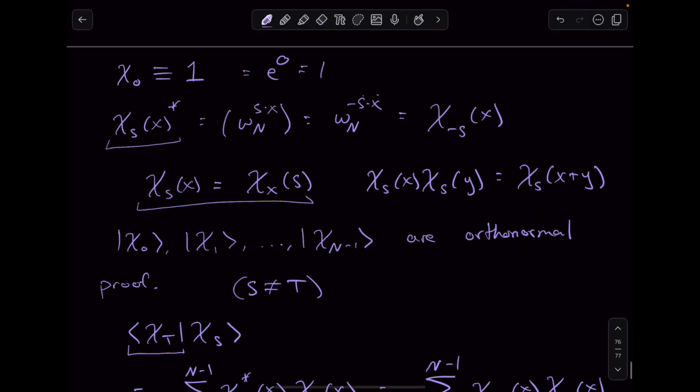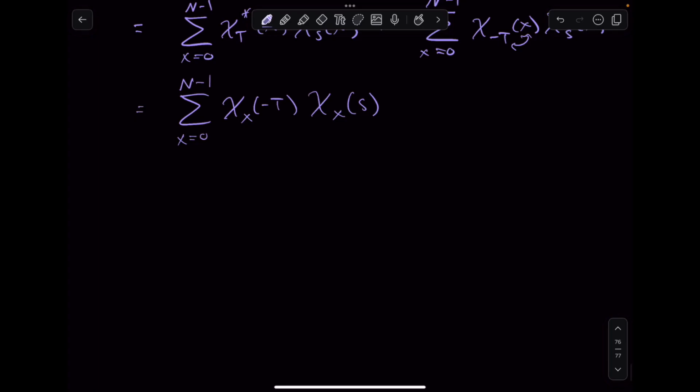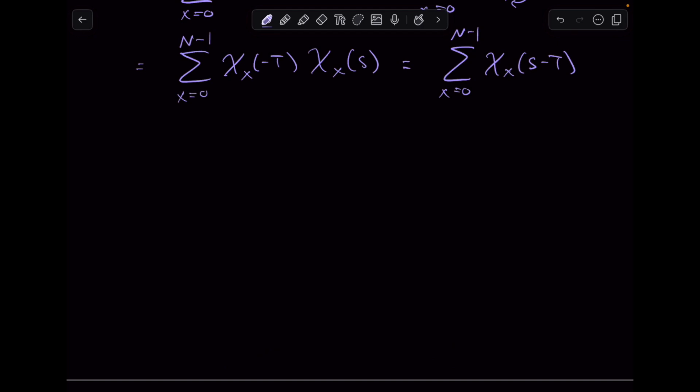And now we use this neat property where we can turn multiplication into addition. And this gives us this pattern function, s minus t. And now we just write this in terms of what it actually is, which is the nth root of unity to the power of x times s minus t. And we know that s and t are different. So in particular, s minus t is equal to some value k, which we know is not equal to 0. And that's all that really matters here.